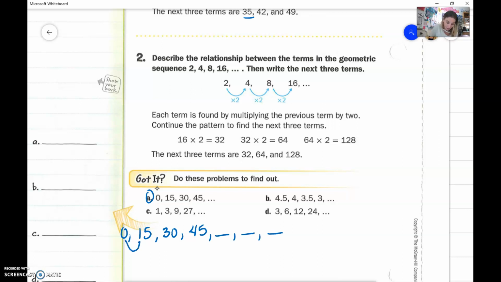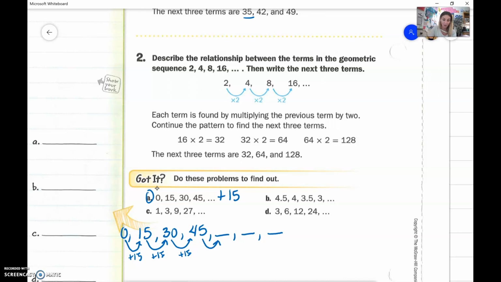All right, how do I get from 0 to 15? Well, I can add 15. Okay. All right, well, let's see if that rule sticks through. How do I get from 15 to 30? I add 15. It's working. How do I get from 30 to 45? Add 15, which means my rule is plus 15.